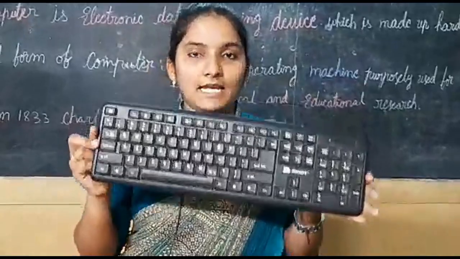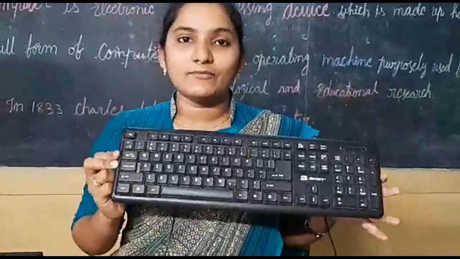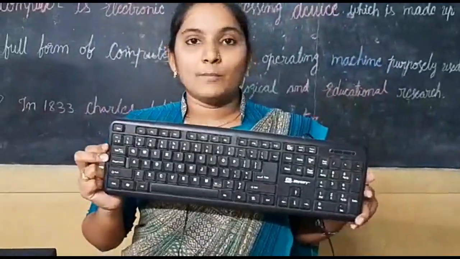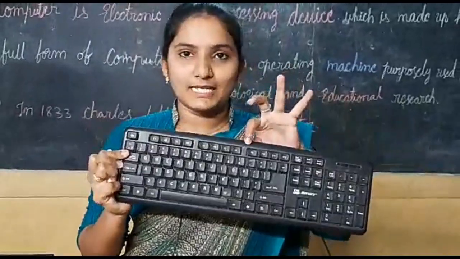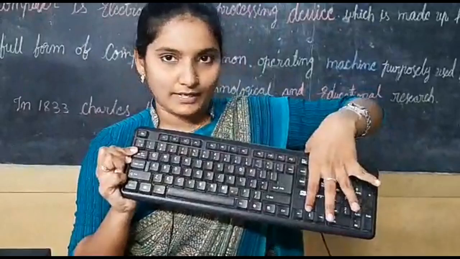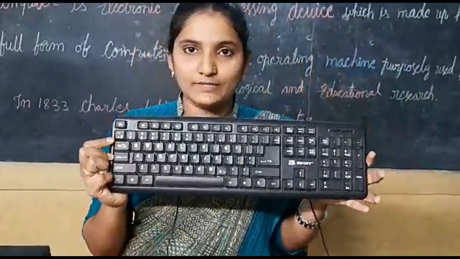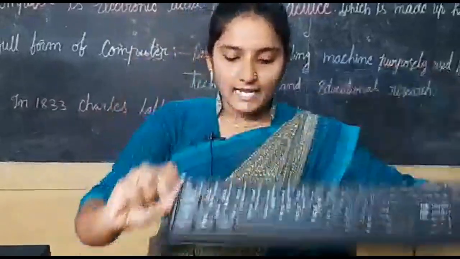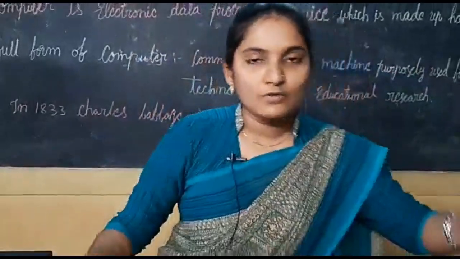This is the keyboard. In this keyboard, how many types of keys are available? How many types? 5 types. That is functional keys, number keys, alphabet keys, special keys, arrow keys. These are the 5 types of keys we are using to enter the text. This is the keyboard. Okay, and the next part is the mouse.